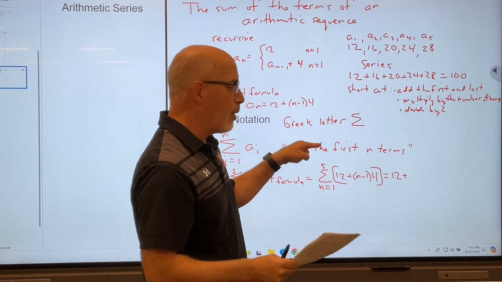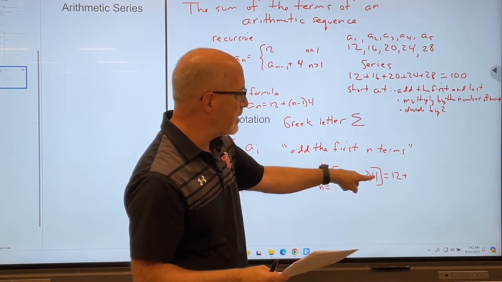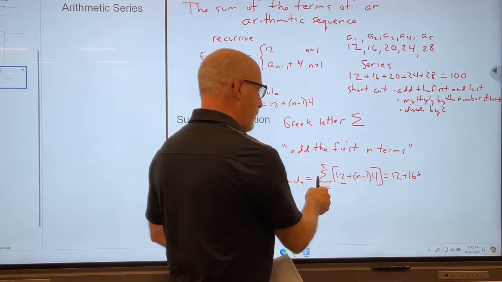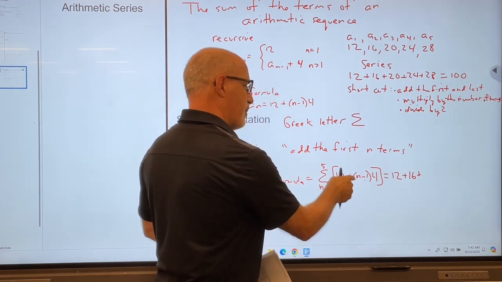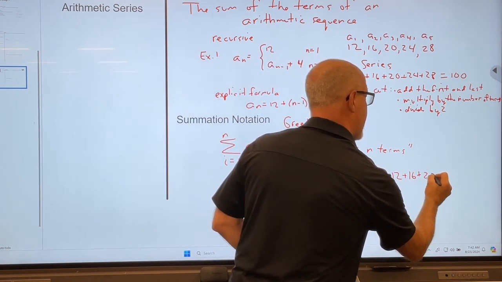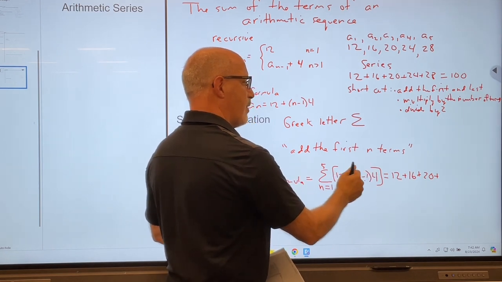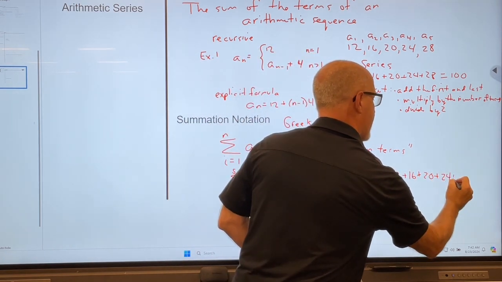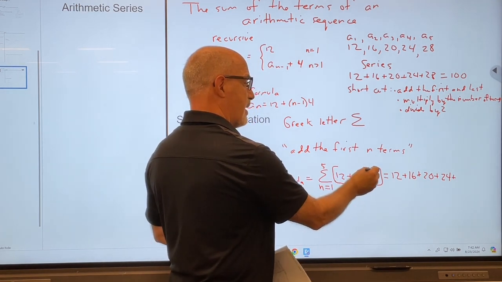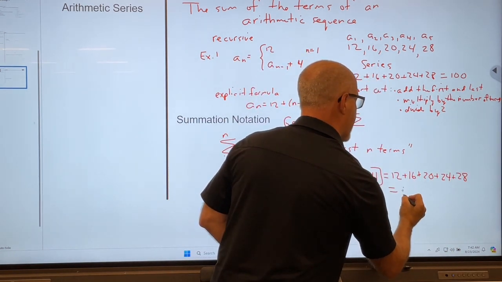Put in a 2. Count your way up to the 5. So 1 up to 5, put in a 2. 2 minus 1 is equal to 1. 1 times 4 is 4. 4 plus 12 is 16. Count our way up. Go to 3. 3 minus 1 is equal to 2, 2 times 4 is 8, 8 plus 12 is 20. Put in 4, 4 minus 1 is 3, 3 times 4 is 12, 12 plus 12 is 24. And put in 5, 5 minus 1 is equal to 4, 4 times 4 is 16, 16 plus 12 is 28. Add all those up and you get the 100.